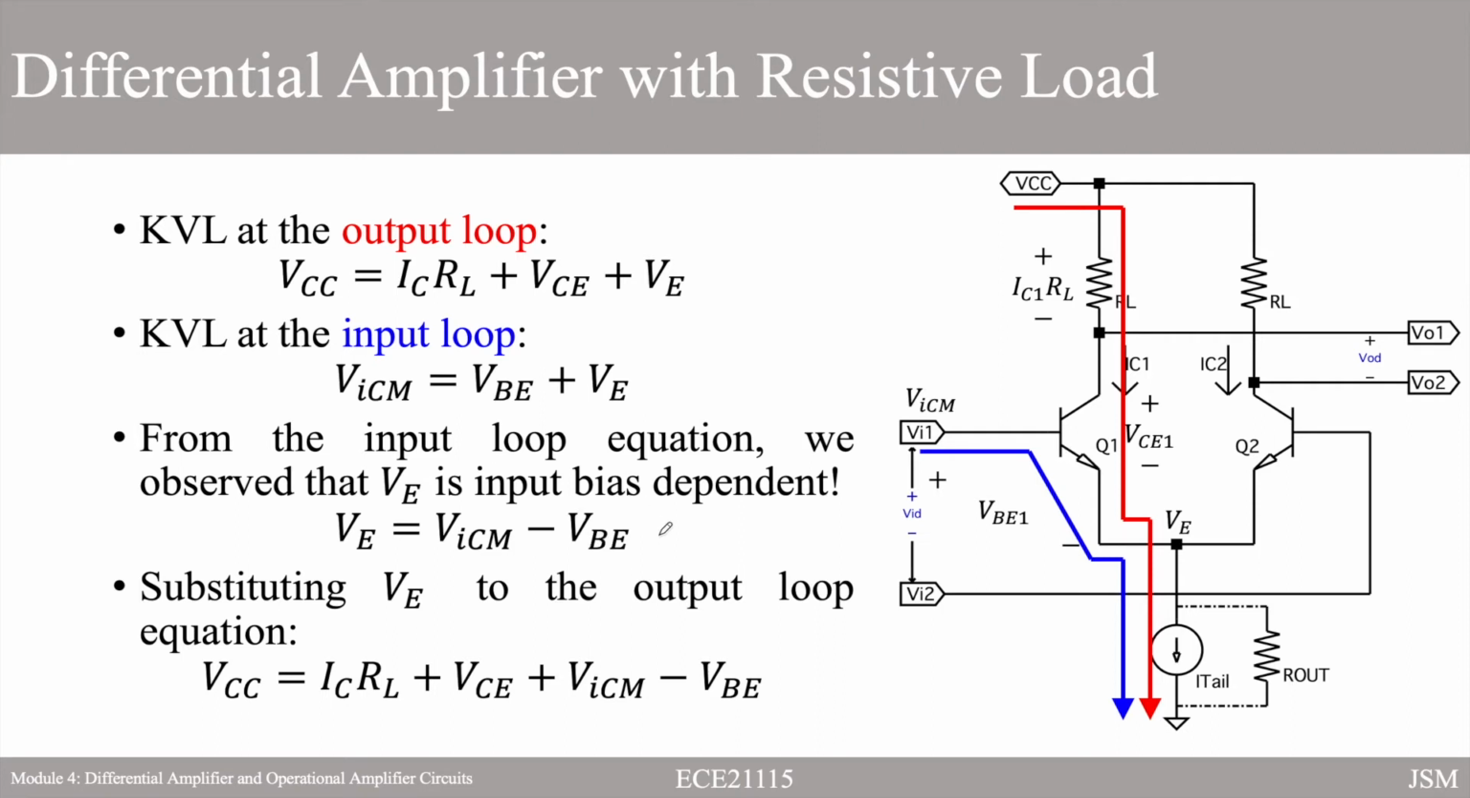Then, we will plug in this VE into our output loop equation. So, therefore, VCC is equal to IC times RL plus VCE plus Vicm minus VBE. Our concern in the output loop equation is that we need to check that VCE is greater than the saturation voltage VCE sat, right? So, we need to transpose these terms to the other side.